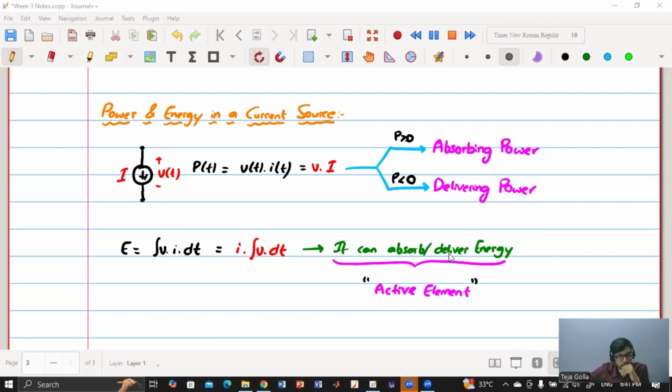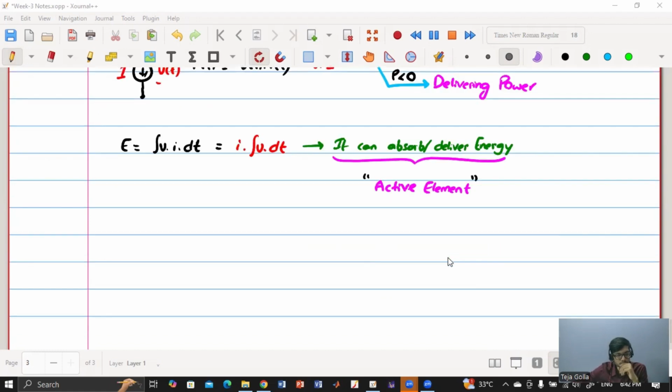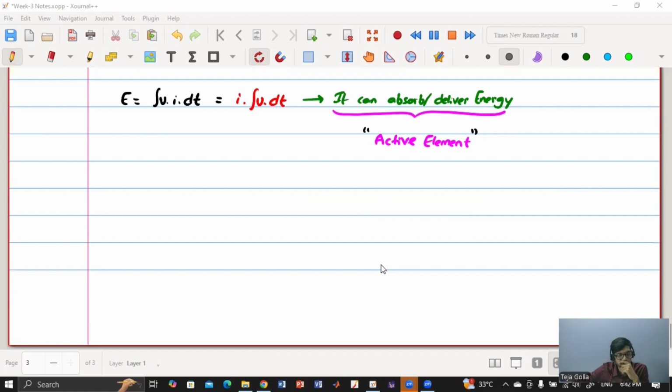Is this clear until this point? We have discussed power and energy of a few electrical elements, starting with the resistor, followed by the capacitor, inductor, voltage source, and current source. Is this clear until this point? Power related things. If you have any query, please ask.